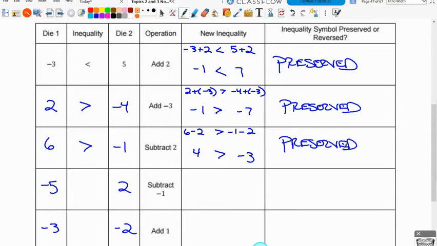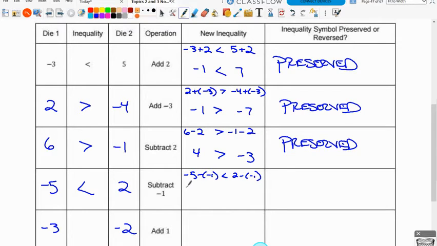In the next example where I rolled a -5 and a +2, my symbol is a less than. -5 is less than +2. Let's subtract -1 from each of the numbers. I'm going to have -5 minus -1. All right, is that less than when I do 2 minus -1? Now, these are double signs. Okay, remember, subtracting a negative is the same as adding a positive.